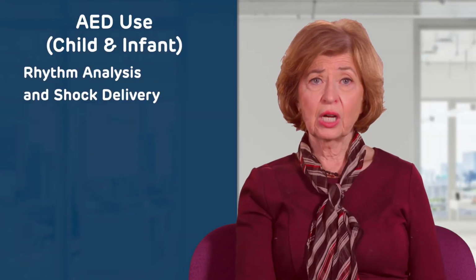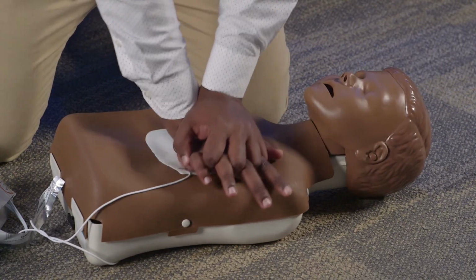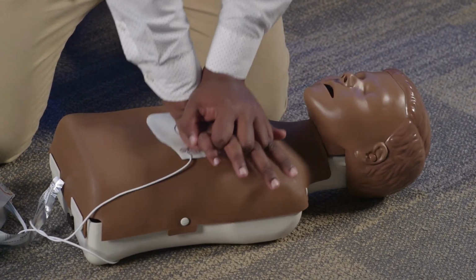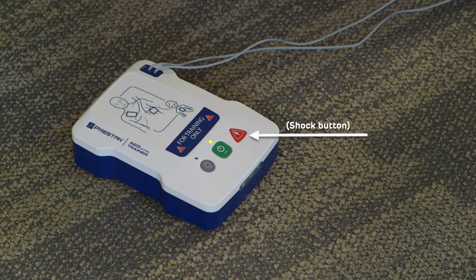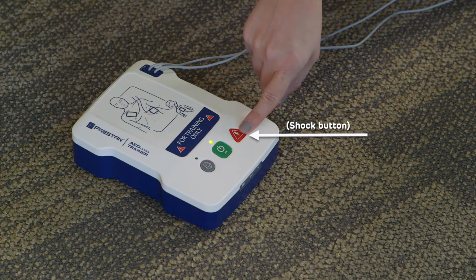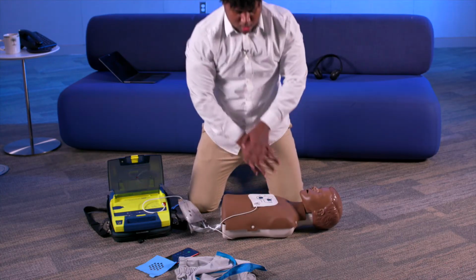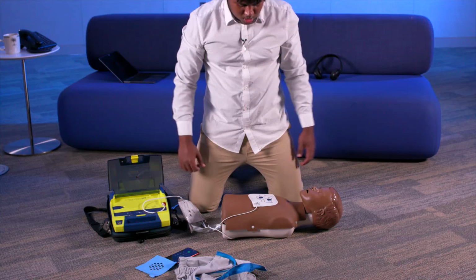Rhythm analysis, shock delivery. Lay the child flat on their back and resume CPR until the AED tells you it is analyzing the heart's rhythm. The unit will tell you if you have to push the shock button or if it will automatically deliver a shock. If shock is advised, tell all to stand clear. Everyone clear.